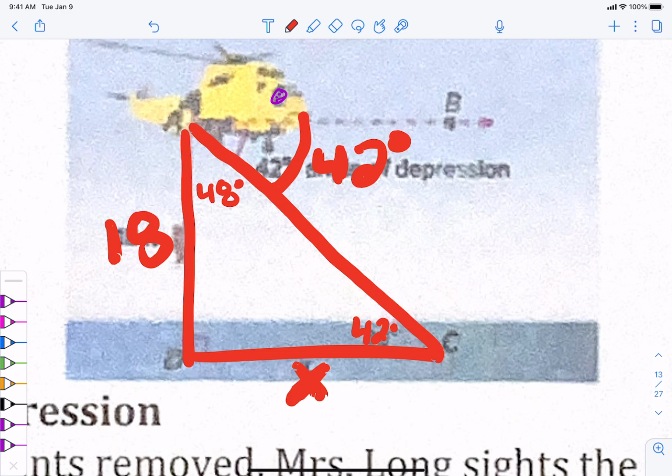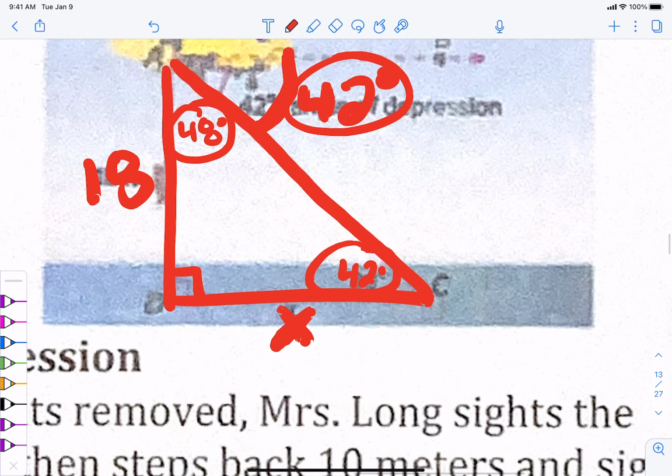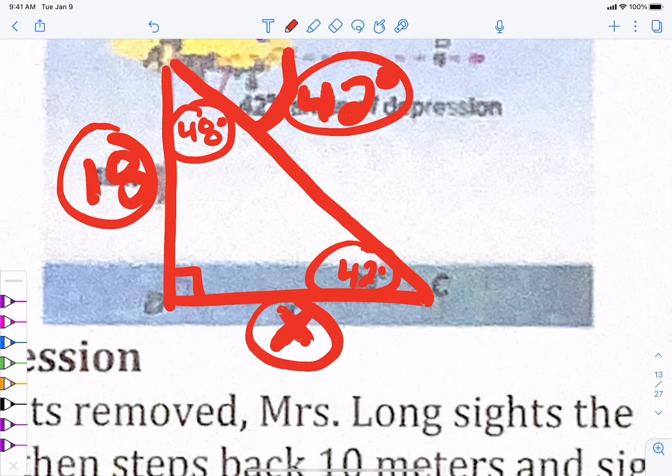Or you could just map out: this guy is 42, this guy's 48, this is 90, so this has to be 42 as well. Okay, so we have 18, and we're solving for x. Would you like to use 48 degrees or 42 degrees? It does not matter, but it will change what trig function you use. 42? Sure. So, 42 degrees is here.